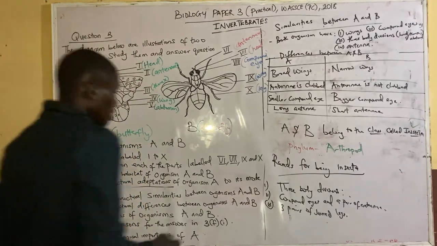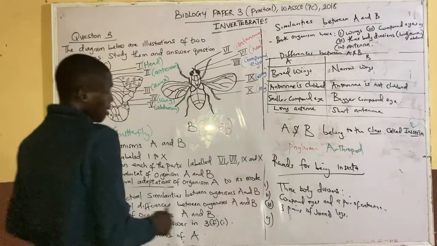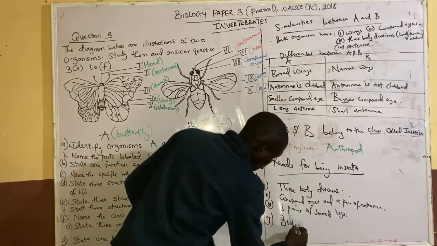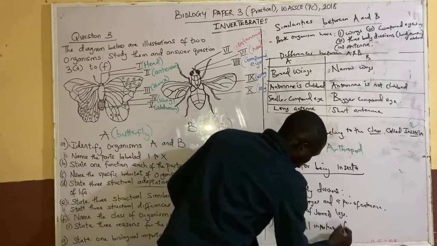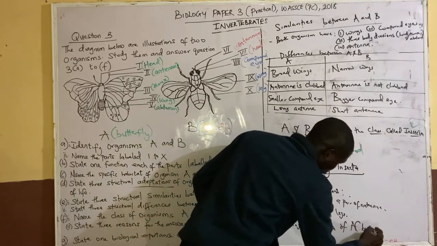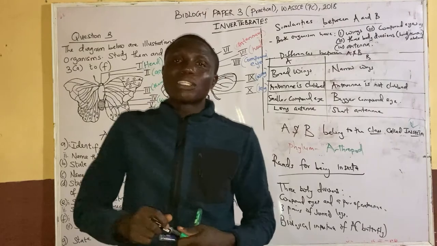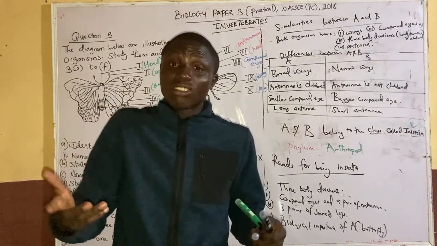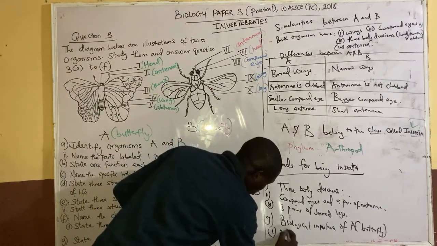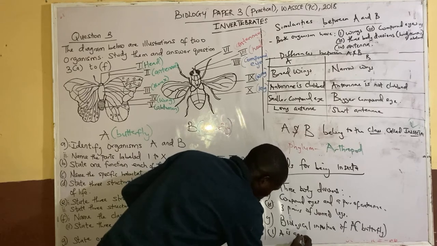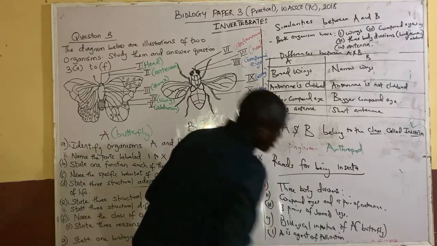Lastly, they said, which is G, the biological importance of A, which is butterfly. I'm talking about the biological importance of butterfly. Butterfly is an agent of pollination. It helps the plant to carry pollen grains from the male gamete to the female gamete on the plant.